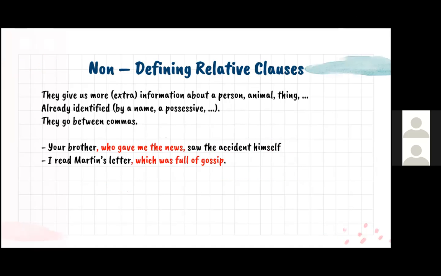Non-defining relative clauses give us extra information about a person, animal, thing, etc. already identified by a name, a possessive, etc. They go between commas. For example, your brother, who gave me the news, saw the accident himself. Second, I read Martin's letter, which was full of gossip.